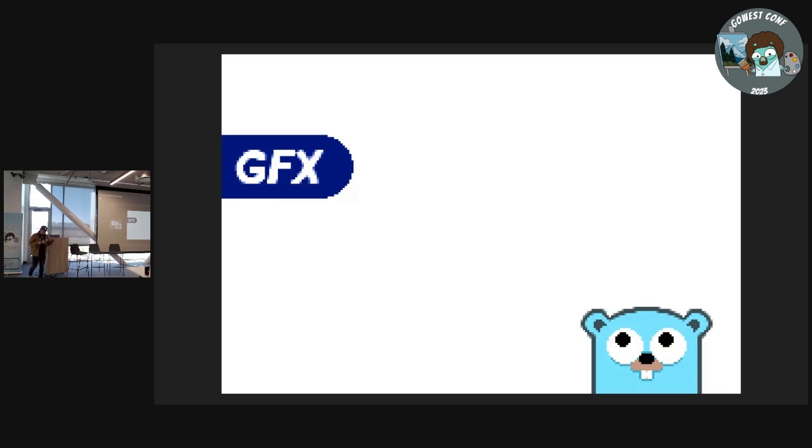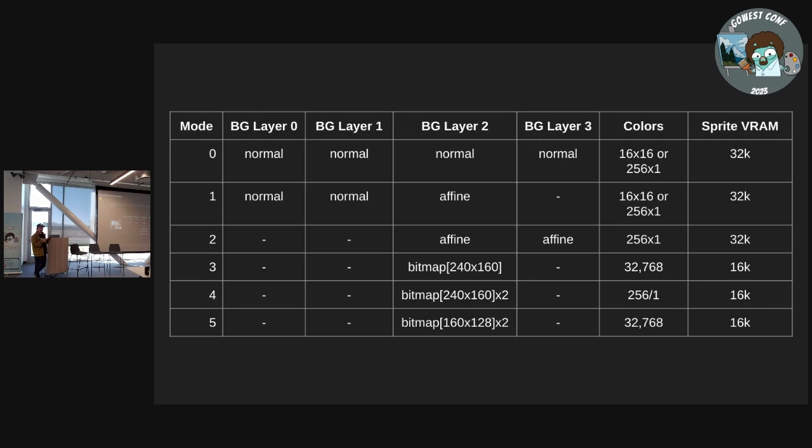So we have some technical details. Let's talk about the GBA itself and how it draws graphics onto the screen. There are several different graphics modes. If you've heard of mode 7 on the SNES, it's a very similar concept. There are modes 0 through 5.